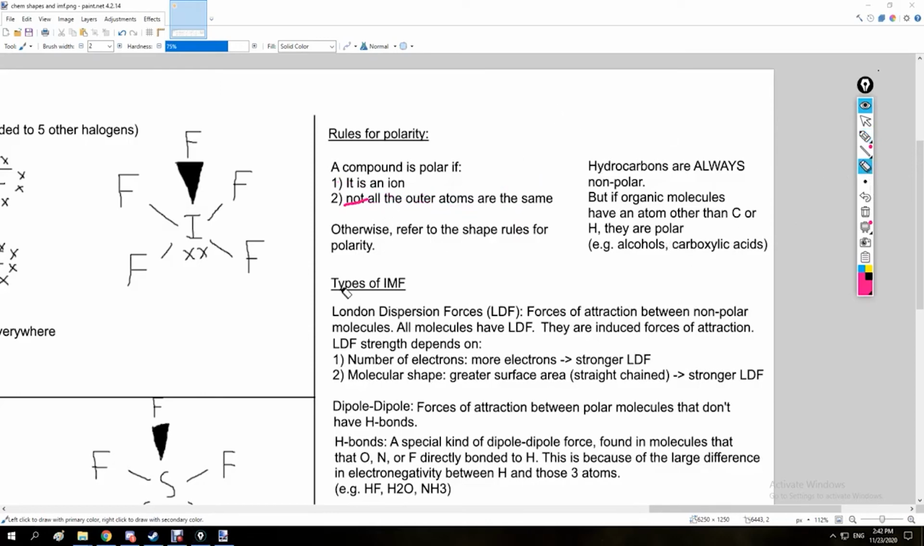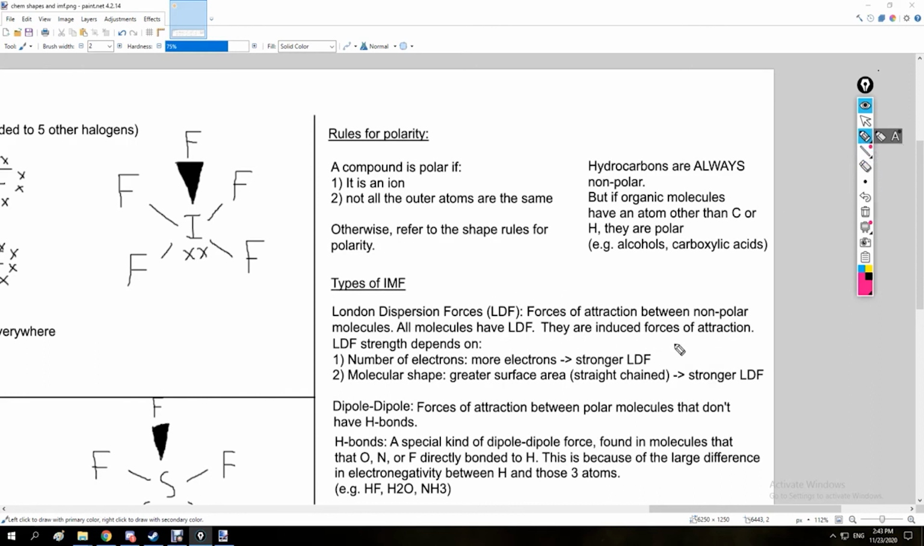So, now we're going to go over types of IMF. I think it's just a small note to mention that intermolecular forces are forces of attraction between different molecules, and intramolecular forces are forces of attraction inside the molecules between the individual atoms. So there are 3 kinds of IMF forces: London dispersion forces, LDF, dipole-dipole, and hydrogen bonds, which are a special kind of dipole-dipole forces. So London dispersion forces are induced forces of attraction between nonpolar molecules, but all molecules have LDF by default. Polar molecules also have dipole-dipole as well, or H bonds if they have H bonds.